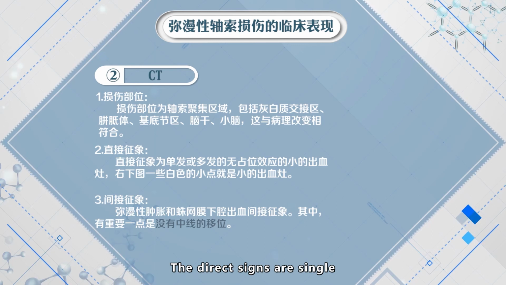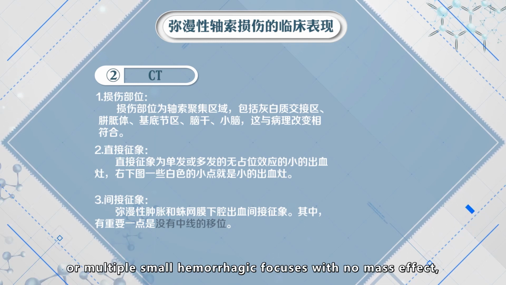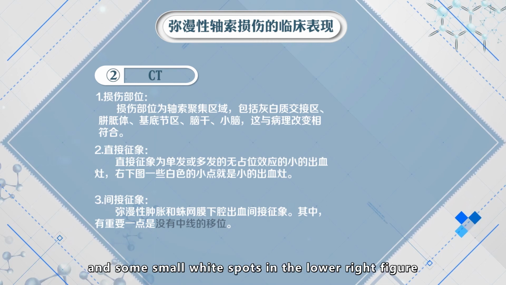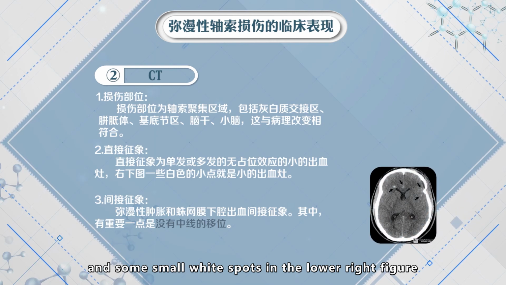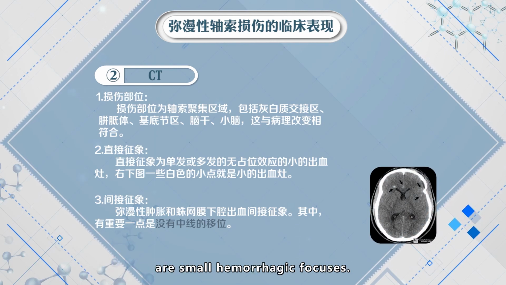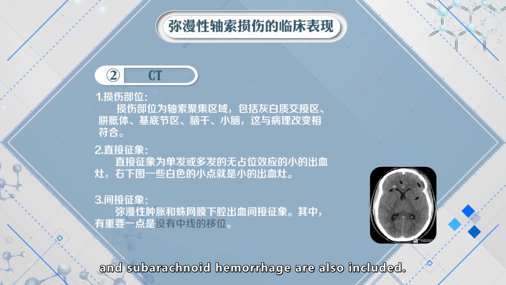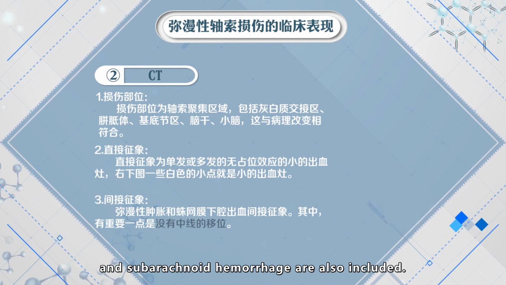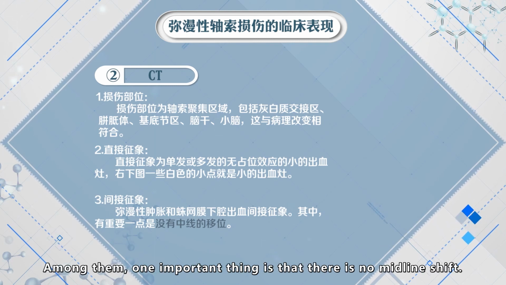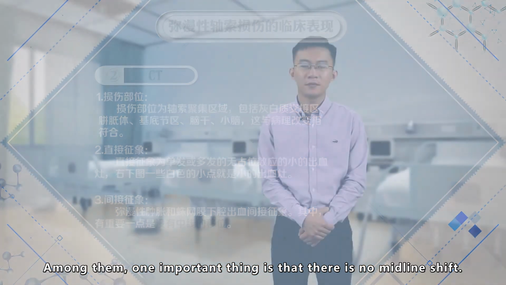The direct signs are single or multiple small hemorrhagic foci with no mass effect, and some small white spots in the lower right figure are small hemorrhagic foci. In addition, the indirect signs of diffuse cerebral swelling and subarachnoid hemorrhage are also included. Among them, one important thing is that there is no midline shift.